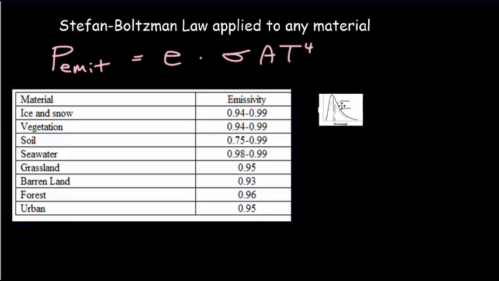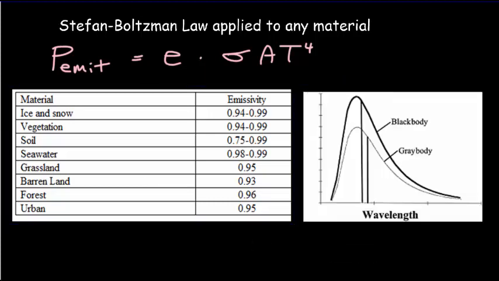And keep in mind for these gray bodies that the radiation curve is going to look just like the black body radiation curve, except it's going to have lower intensity. So it has the same shape, peak at the same wavelength, just lower intensity for a gray body compared to a black body.